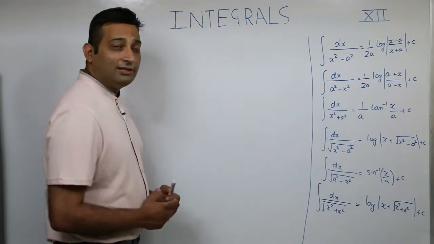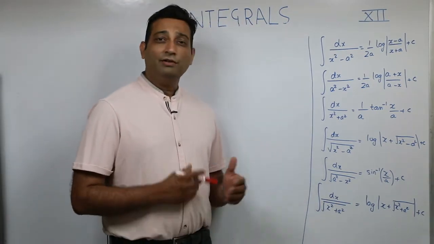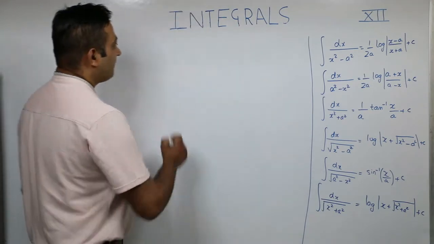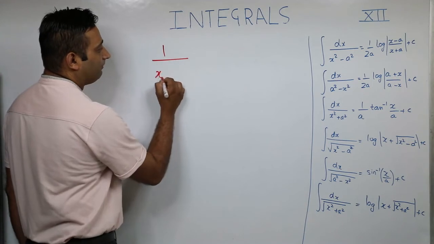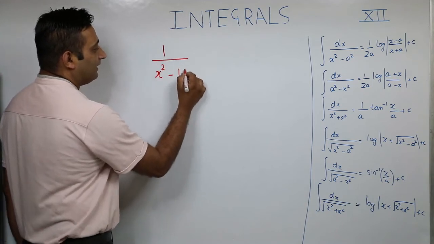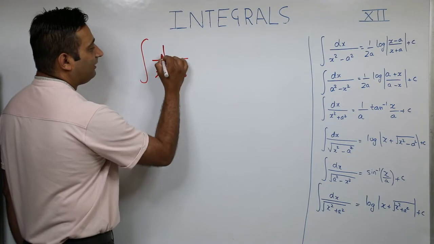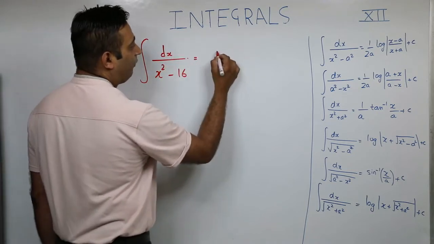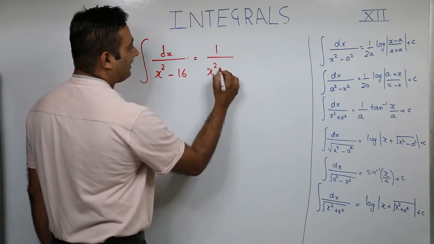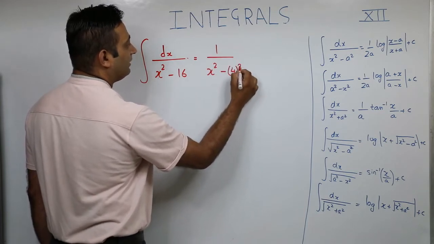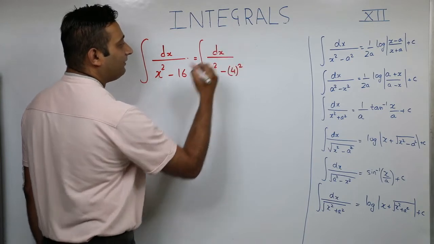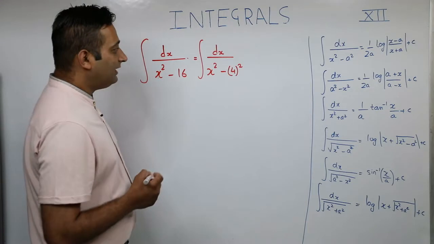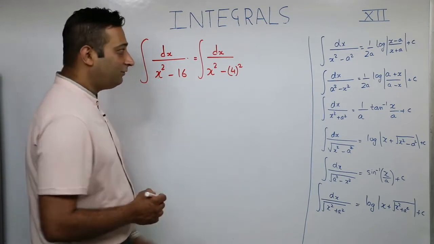These are some standard integrals which can be easily solved, or easily proved, using some standard substitutions. Now, we'll try to solve some problems based on these standard integrals. Integral of 1 upon x square minus 4 square dx. We can easily compare this with the standard form 1 upon x square minus a square. So we can see that a in this case is 4.